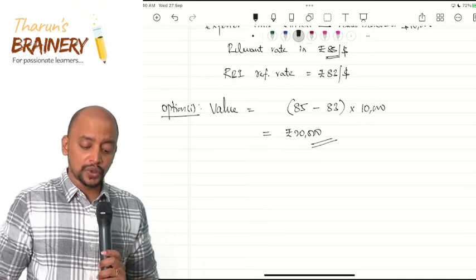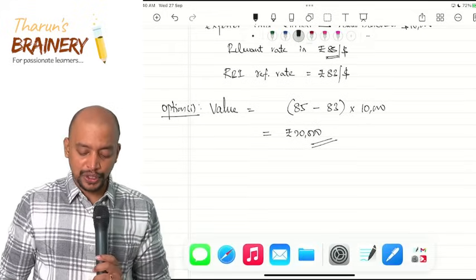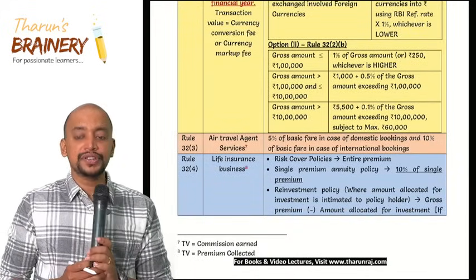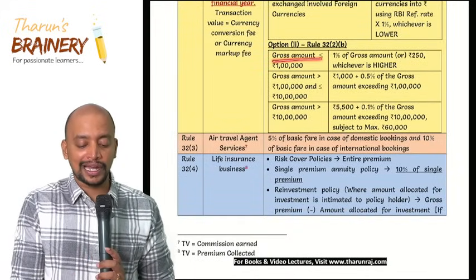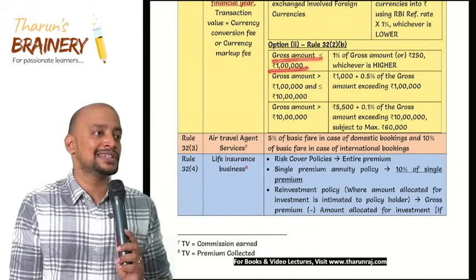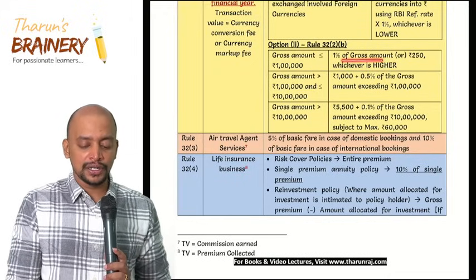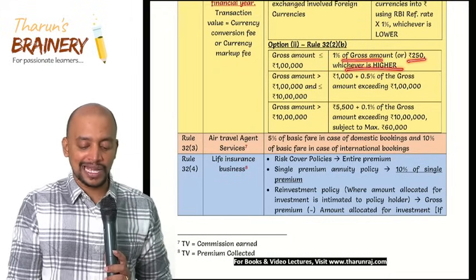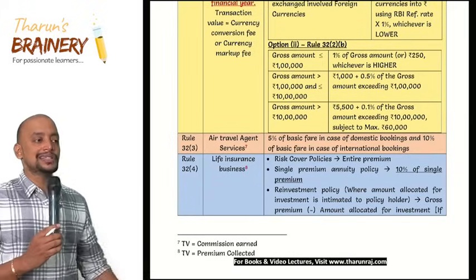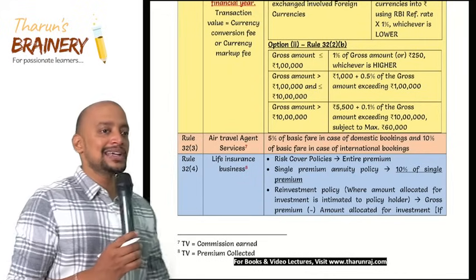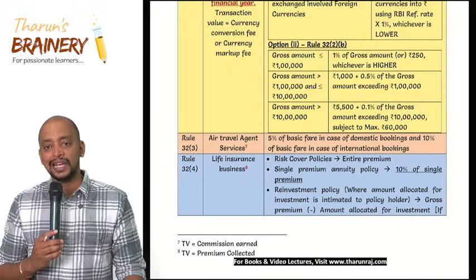Whereas option 2 is also there. What is option 2? Option 2 is a slab rate model. Suppose the gross amount involved in the transaction is up to rupees 1 lakh, then 1% of the gross amount or 250, whichever is higher. For example, if the gross amount is 80,000, 80,000 into 1% will be 800. 800 or 250, whichever is higher, will be 800.